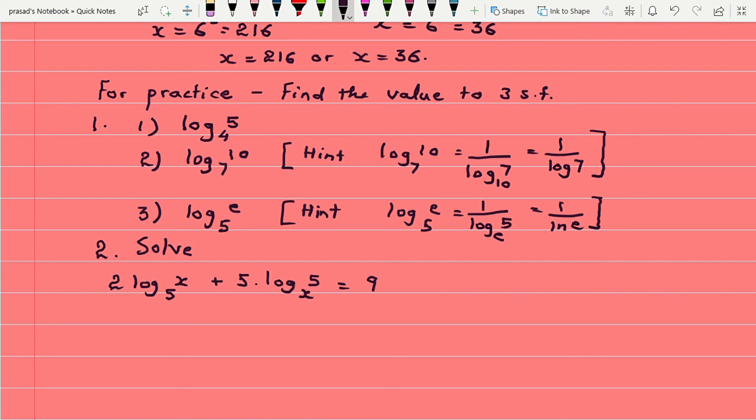So I wish these steps are okay with you. Try these problems and any doubts, please ask me in the next class.